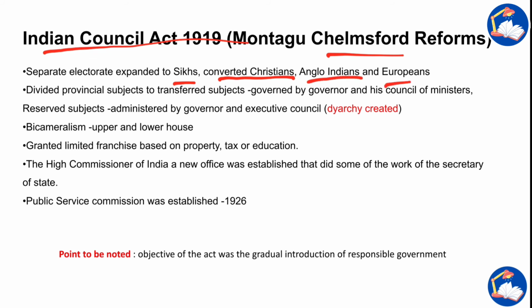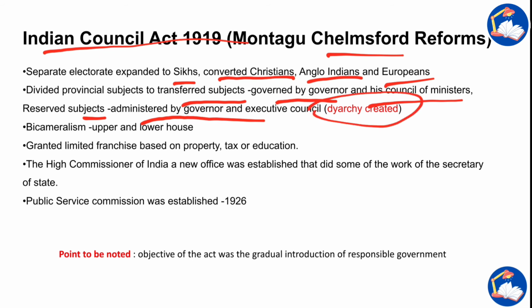Provincial subjects were divided into transferred subjects, governed by the governor and his council of ministers, and reserved subjects, administered by the governor and the executive council. So diarchy was created. Bicameralism, upper and lower house, was also created. It granted limited franchise, based on property tax and education, so about 10% of the population was given voting rights.